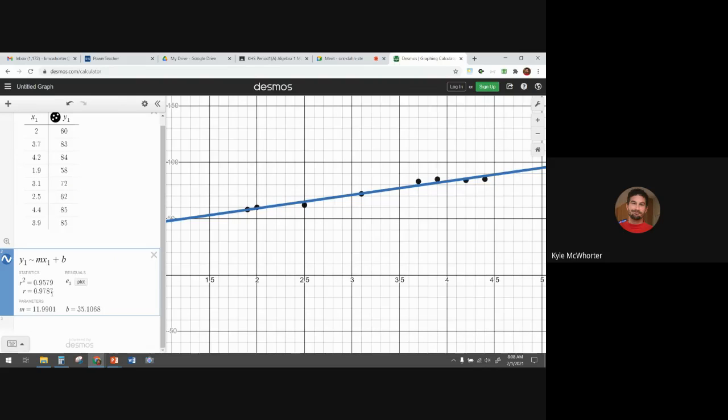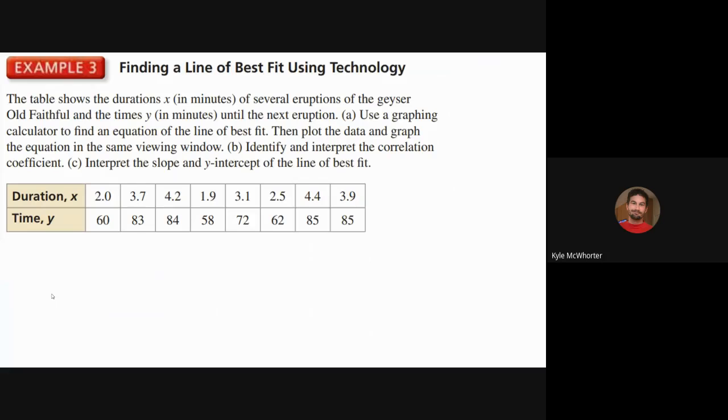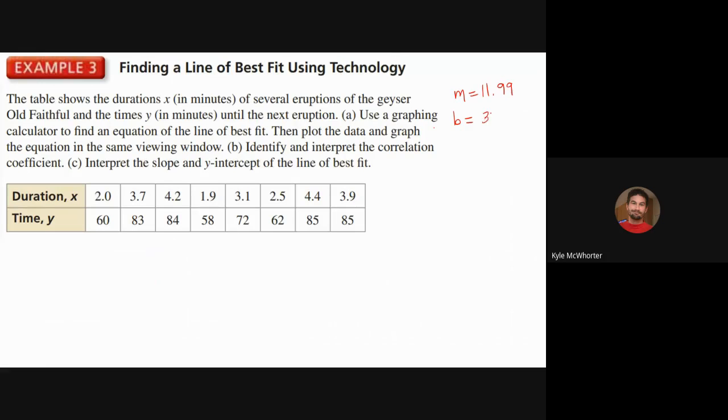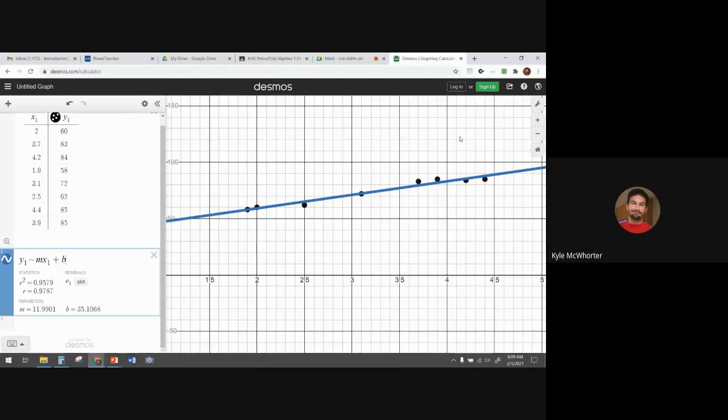So let's transfer that information back over to our slideshow. So we got m equals 11.99. B was 35 point, I'm going to round it to 2 decimal places, so 35.11. And our correlation coefficient R was 0.98.